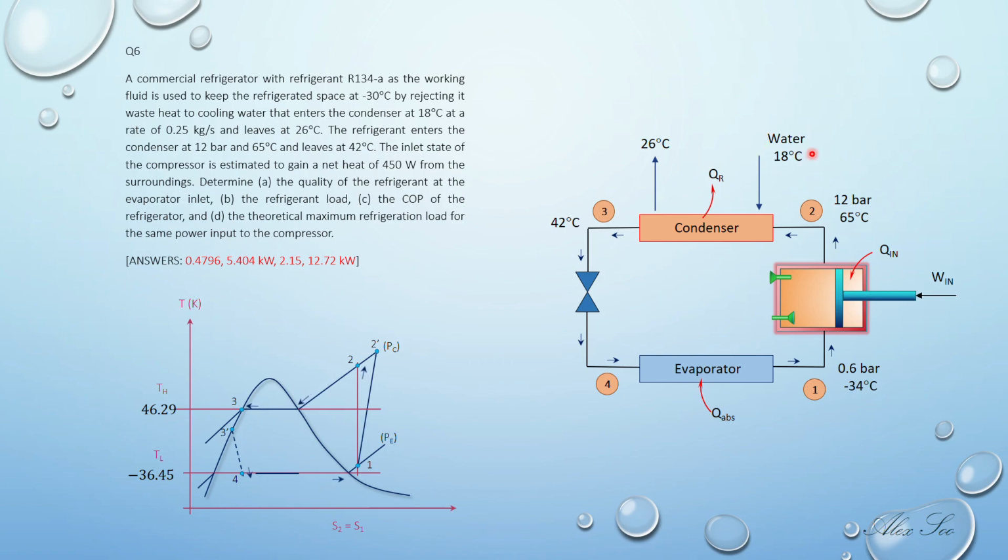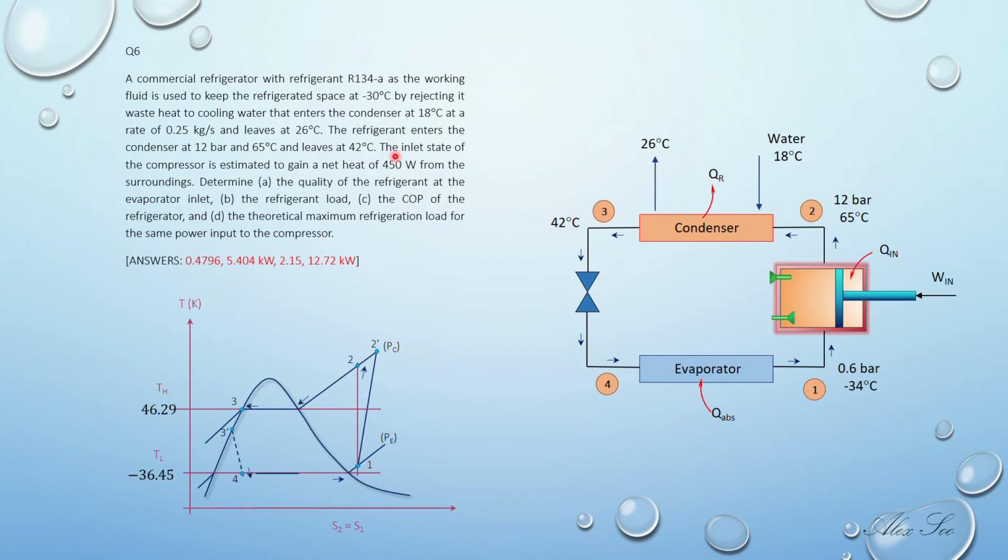So that is the condenser inlet, and it is a water-cooled condenser, with water going in at 18 degrees C and leaving at 26 degrees C. The mass flow rate of water is given in the question as 0.25 kg per second. The refrigerant enters the condenser at 12 bar and 65 degrees C and leaves at 42 degrees C.